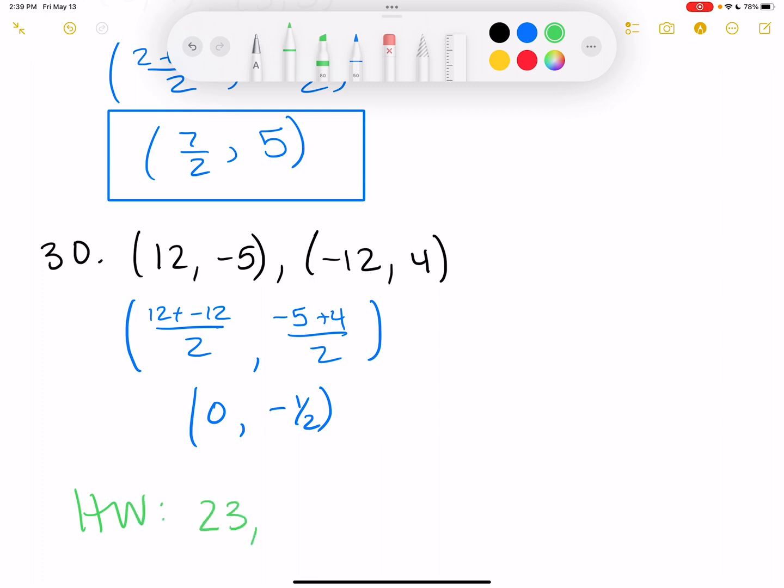Do 23, 27, 29 for homework. And when you're done, you can just come show them to me like you did yesterday. And then if y'all want to play games, you can play games after that.